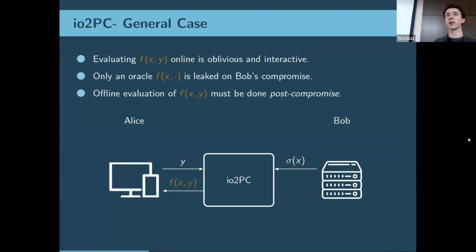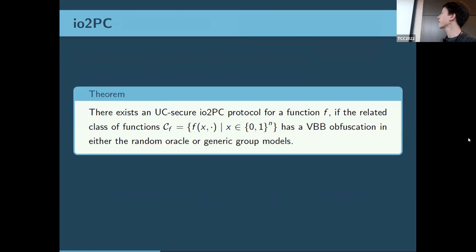Well, generally speaking, what we call input-obfuscated 2PC is exactly what we've seen earlier, except that instead of the specific case of an equality oracle upon compromise, we have access to this residual oracle F, which is the function computed in the interaction, primed on Bob's input. So what we show, and what we hope to show you today, is that you can achieve this strong notion of input-obfuscated 2PC for any function which has a VBB, or virtual black box, obfuscation in either the random oracle model or in the generic group model.